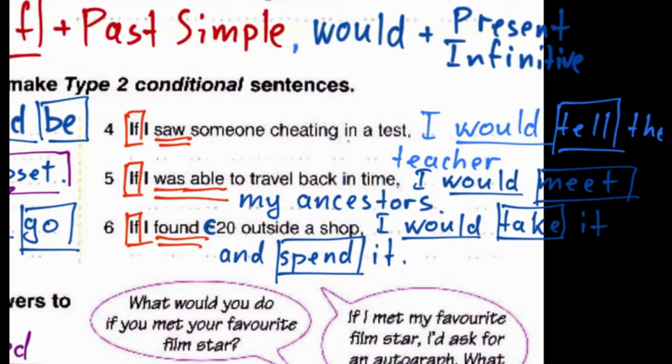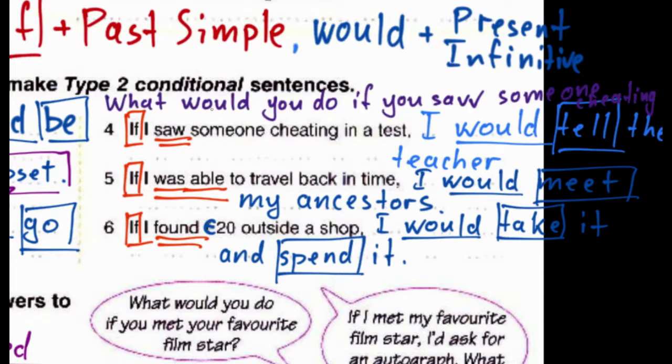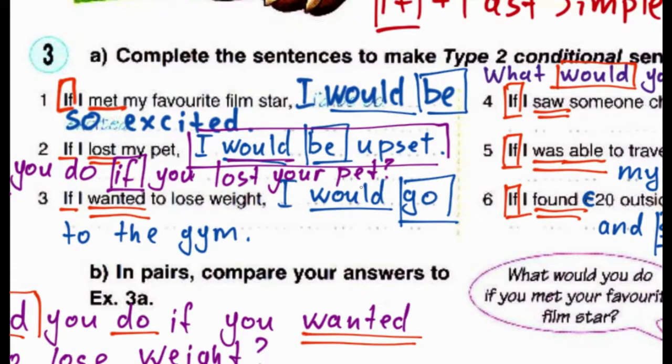Number 4. What would you do if you saw someone cheating in a test? The same thing here. Here is my modal verb, infinitive, and that's my past simple. And just the same here. What would you do if you were able to travel back in time? What would you do if you found 20 euros outside the shop? And that's it. That's all about type 2 conditionals.